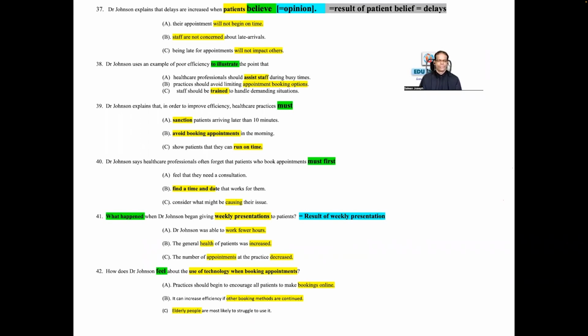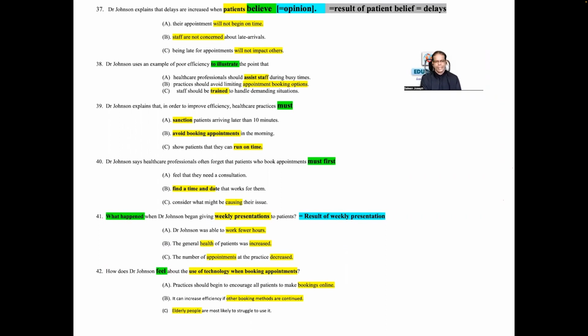Okay, 42. How does Dr. Johnson feel about the use of technology when booking appointments? Option A, practices should begin to encourage all patients to make bookings online. Option B, it can increase efficiency if other booking methods are continued. Option C, elderly people are most likely to struggle to use it. So what does Dr. Johnson feel about the use of technology when booking appointments? Practices should begin to encourage all patients to make bookings online. Should all book online, no offline bookings? The first one says no offline bookings, only online bookings.